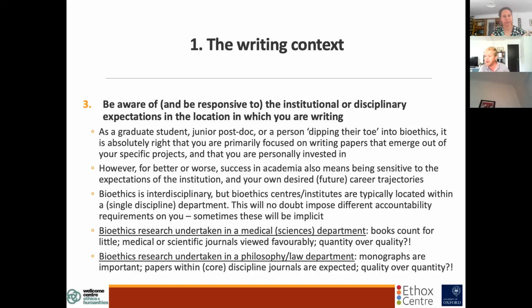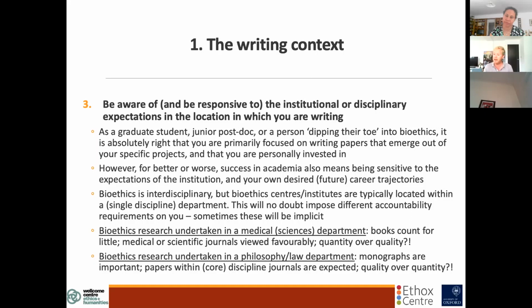And they're reversed in other departments. Again, many bioethics centres are based in philosophy departments or law departments. Their books, monographs are valued. In fact, they're seen as a key mechanism for career advancement. So you may want to be prioritising a book over and above a number of papers, for example.